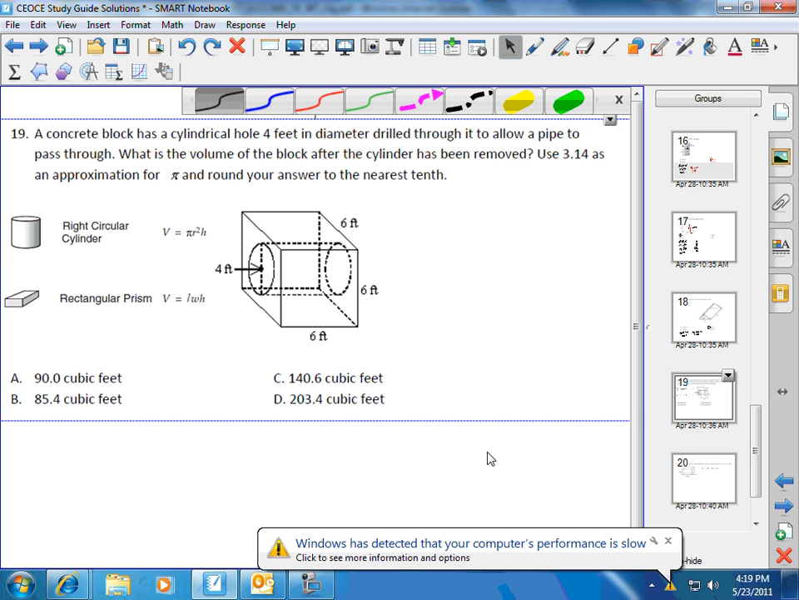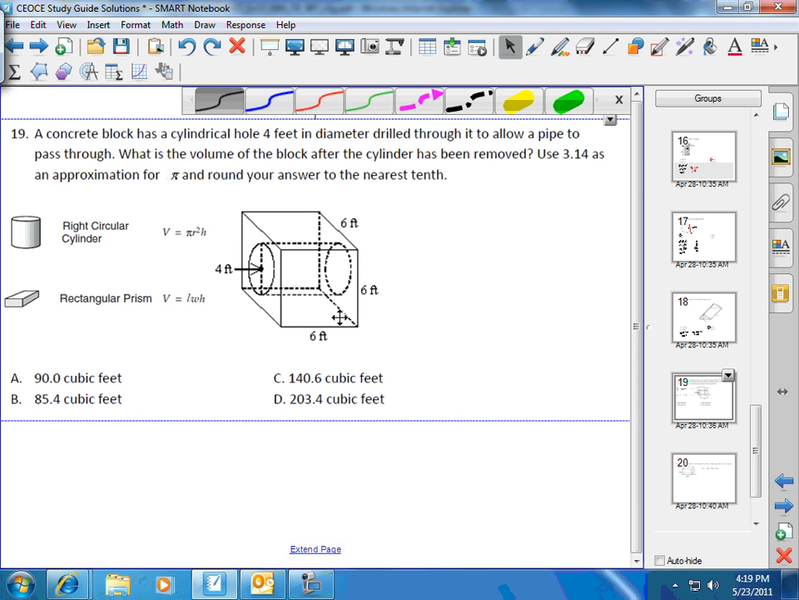So if we're going to find this, you've got the volume of a block, which is in the shape of a cube, so that volume is just 6 times 6 times 6, length times width times height. And then we're removing this cylindrical part. So we can just get the volume of the cube and then subtract from it the volume of the cylindrical part that's being removed, and that's going to give us the volume of the remaining block.